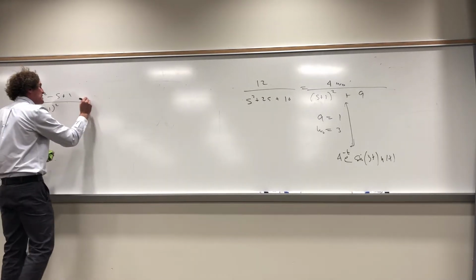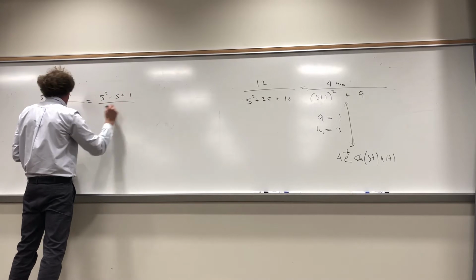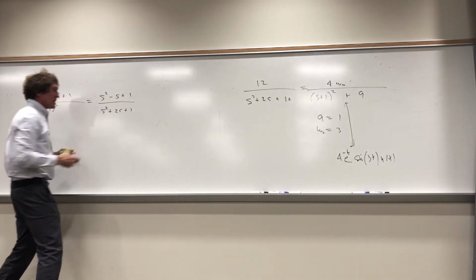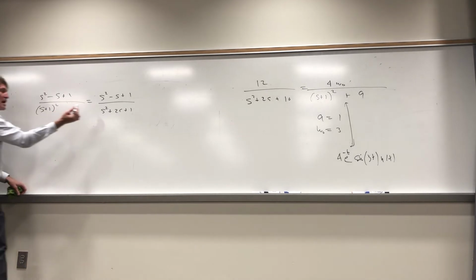First, you agree that this is equal to s squared minus s plus 1 over s squared plus 2s plus 1. I just went ahead and did the multiplication, correct, class? If you haven't done this one, I'll slow it down just a little, but I want you to make sure you see this. Everybody on this? It's real important.